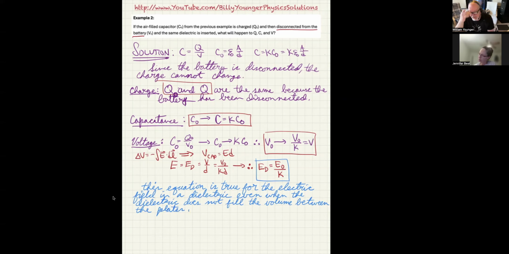Now, again, that's specifically saying that only about the dielectric part. It's not saying the electric field outside of the dielectric is reduced by a factor of K too. It's just saying only the electric field within the dielectric is reduced by a factor of K. So hopefully that makes it a little more clear.